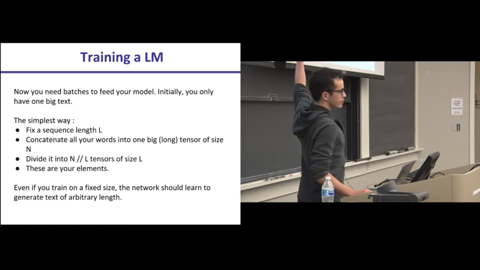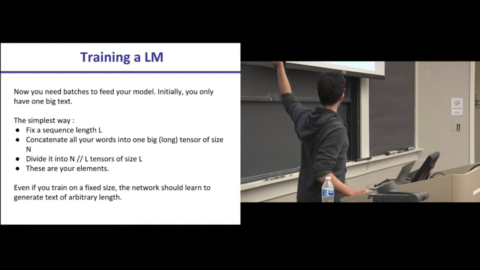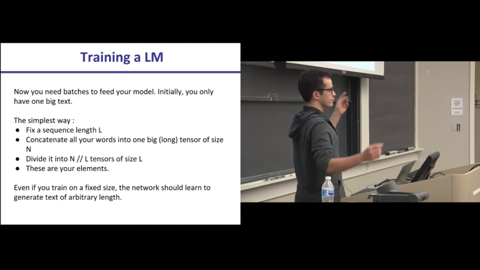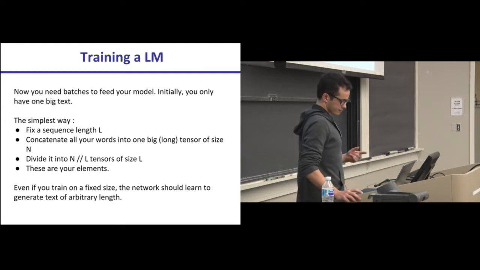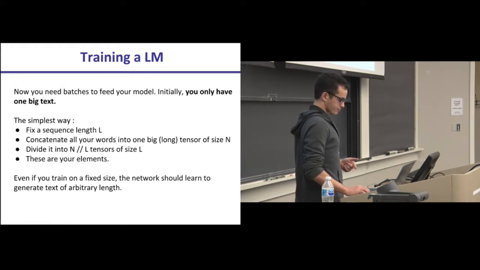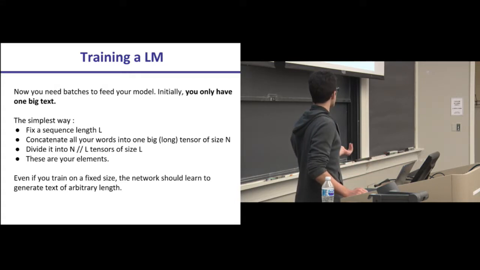When I said how you divide your text to get your batches, I said you've got one big array of text and you just take all your length L sequences. You can do that with a language model. The thing is, I did language models not because we all want to do language models all the time, but because they're a pretty easy example of how to use RNNs. And in other applications of RNNs, you're definitely not going to be able to do that.